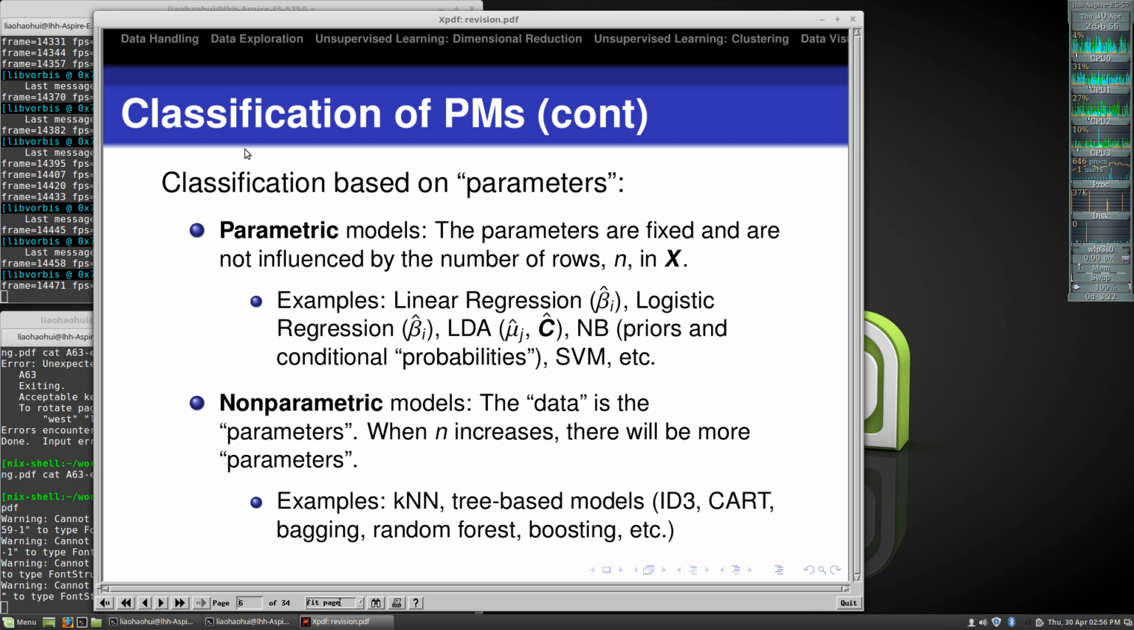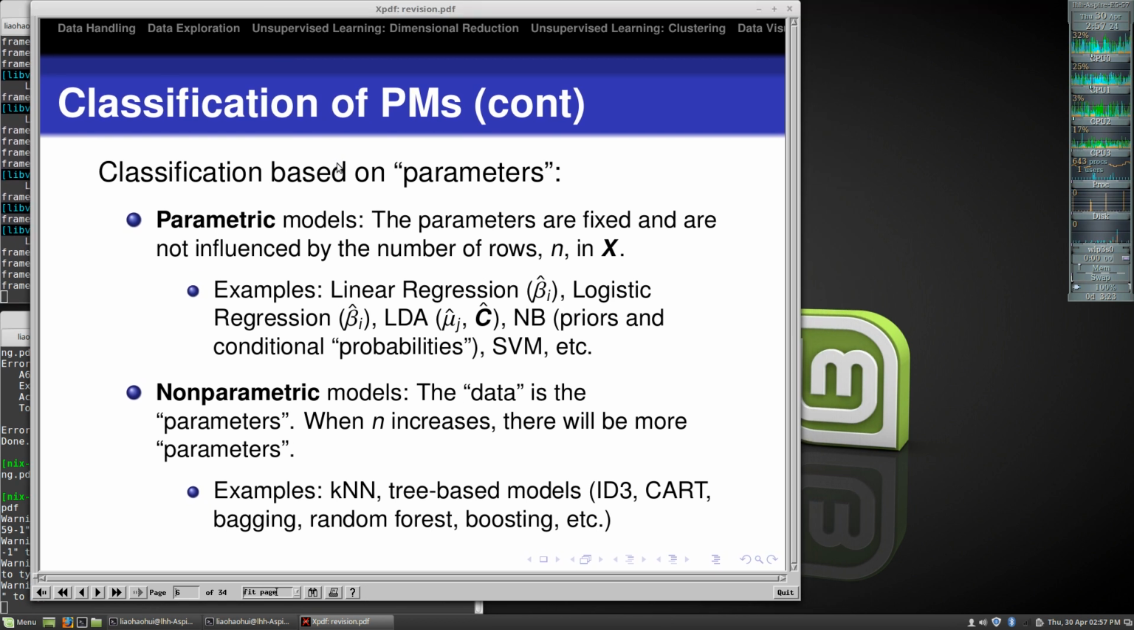So just now our classifications are based on mathematical derivation. If we look at the parameters of the models, we can classify the predictive models into parametric models, and also non-parametric models. So what are so-called parametric models?